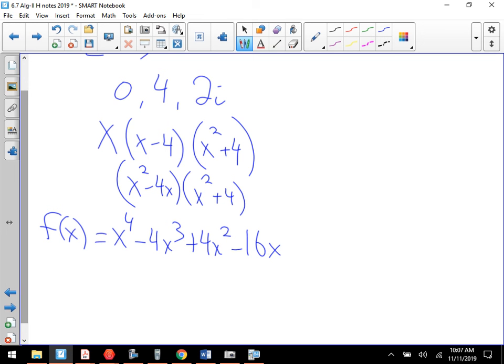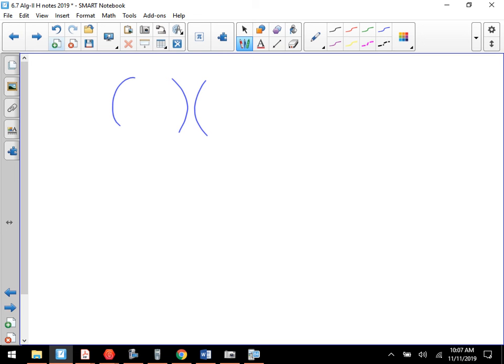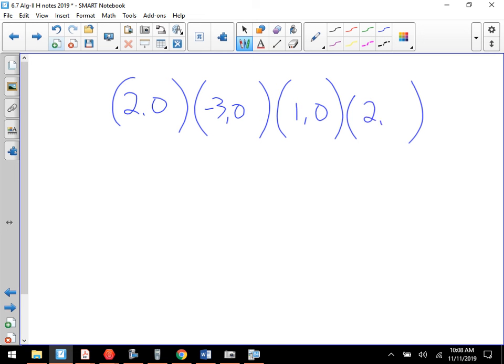Oh. Yeah. Now, here's the difference here. In this case, I told you your leading term coefficient was 1. What if it's not? It's actually pretty easy. Let's say you have this. You do it the same and then just put it out there. Zeros at 2, 0, negative 3, 0, 1, 0, 2.